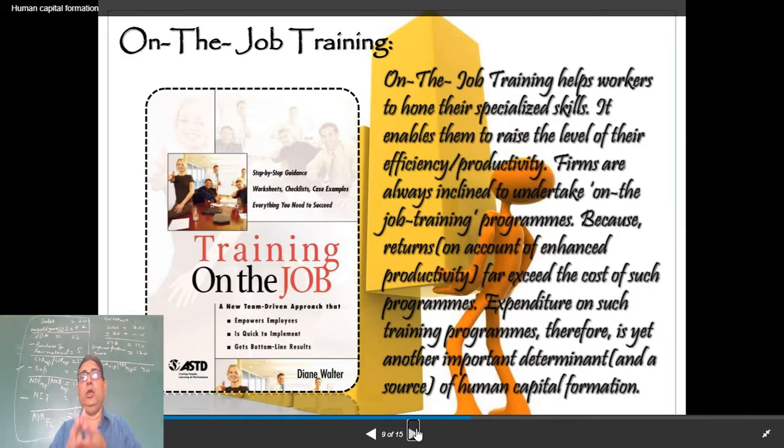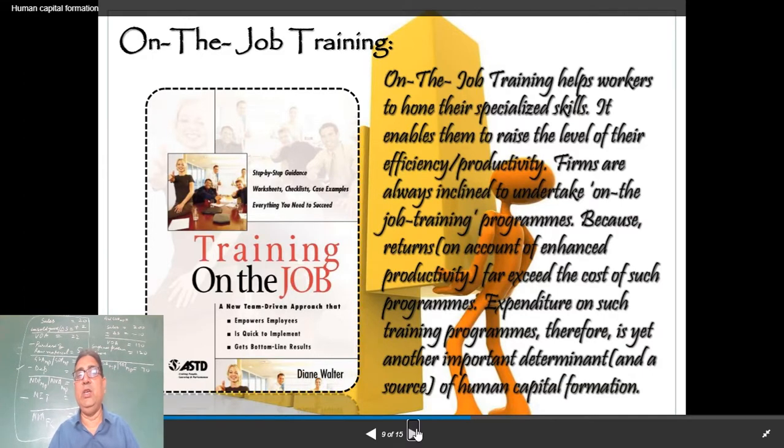On the job training means you appoint those students who have not yet completed their training or course, or are in the final phase of completing their training or education. These students are given some knowledge on the machines, some kind of training, so that they can develop skills and know their profession. It enables them to raise the level of their efficiency and productivity.